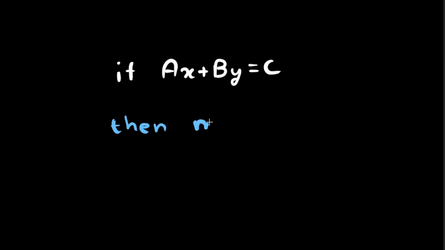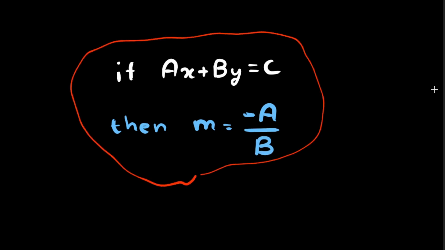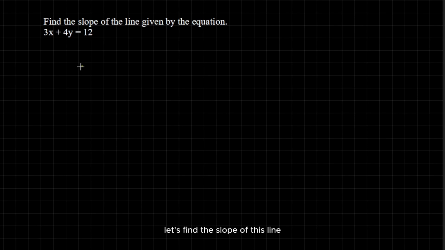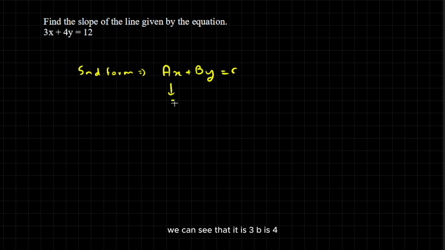When a linear equation is given as ax plus by equals c, the shortcut formula is slope m equals negative a over b. Let's check out a quick example. Let's find the slope of this line. Don't waste time rearranging this into y equals mx plus c. Instead, let's write down the standard form, ax plus by equals c. We can see that a is 3, b is 4, and c is 12. To find the slope instantly, let's use our shortcut formula, negative a over b.